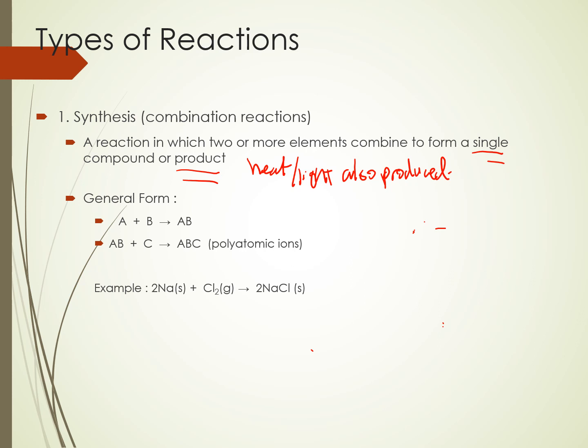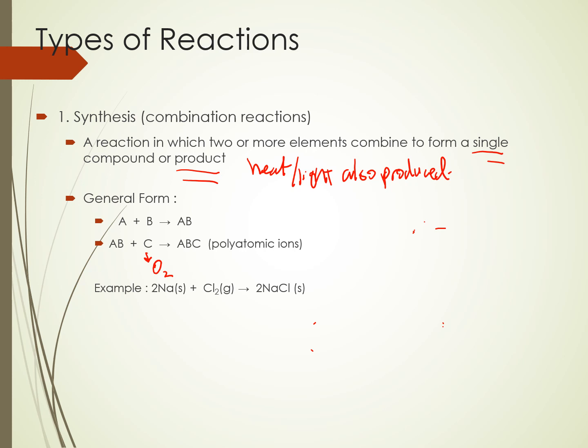That would be ABC. It will contain a polyatomic ion in this situation, and if you remember, the vast majority of your polyatomic ions all possess oxygen. So in this type of scenario, element C would be O2. So let's now look at a couple of examples here to show you how we can identify the reaction type.